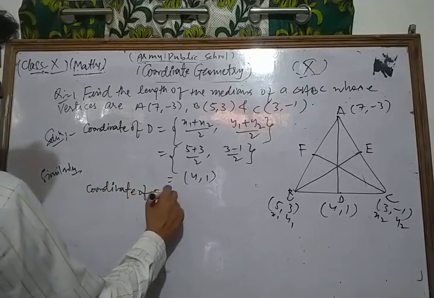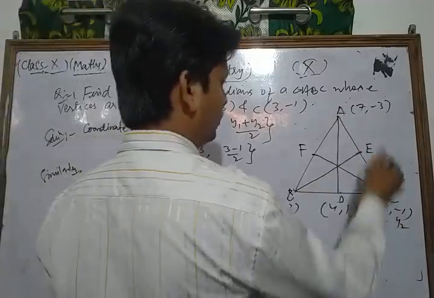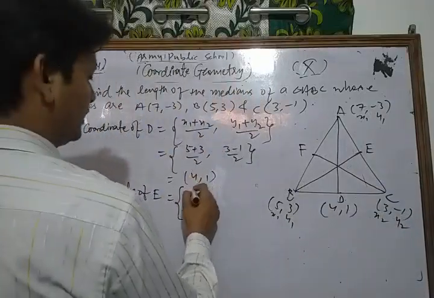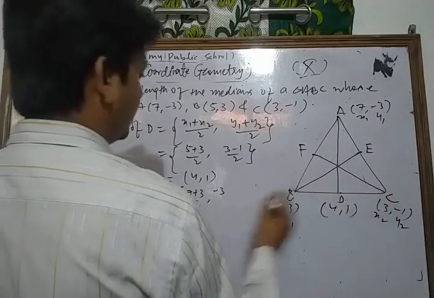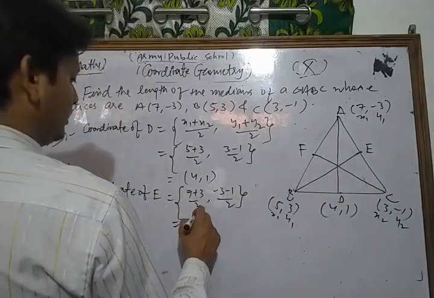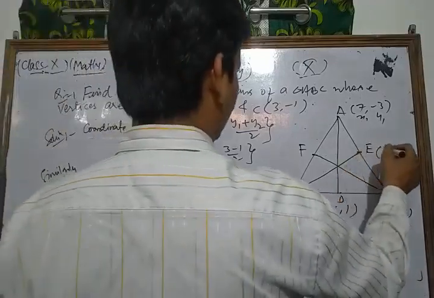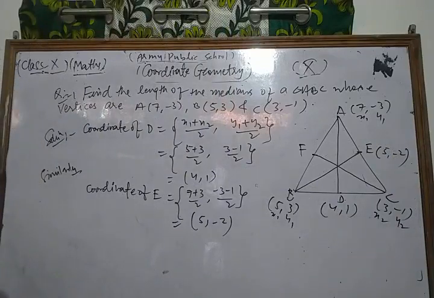Similarly, coordinate of E. E is the midpoint of AC. So we take x1 y1 x2 y2. So again by help of the formula, 7 plus 3 upon 2 comma minus 3 plus minus 1 upon 2. So we get 5 comma minus 2. So the coordinate of E is 5 comma minus 2.